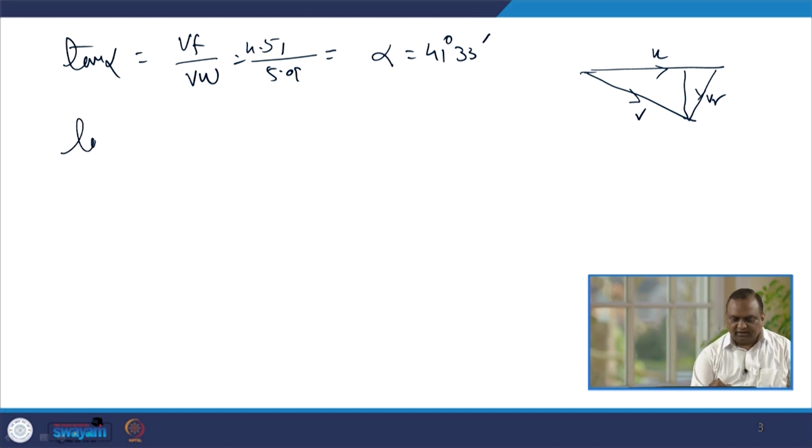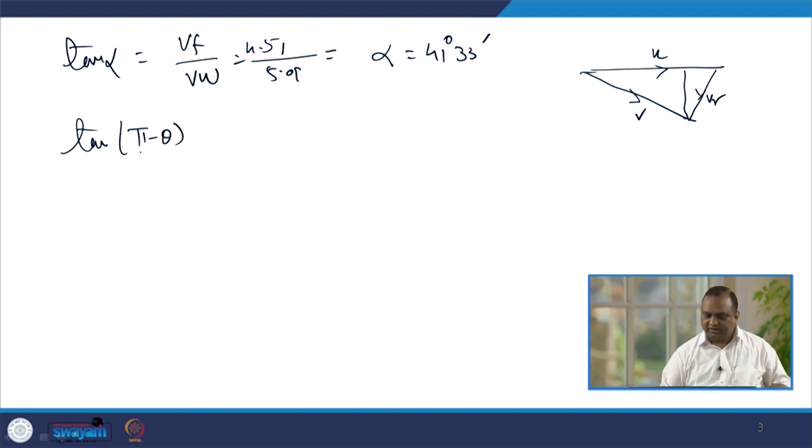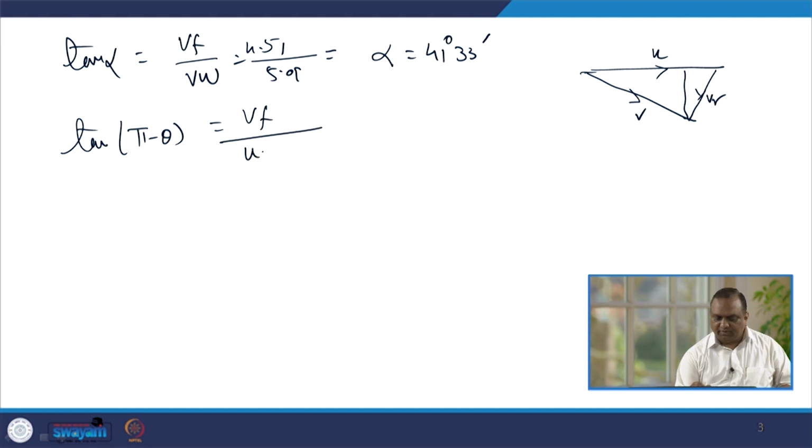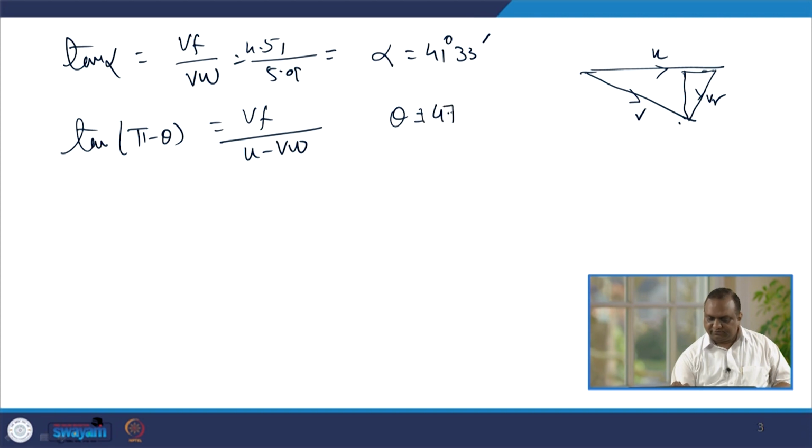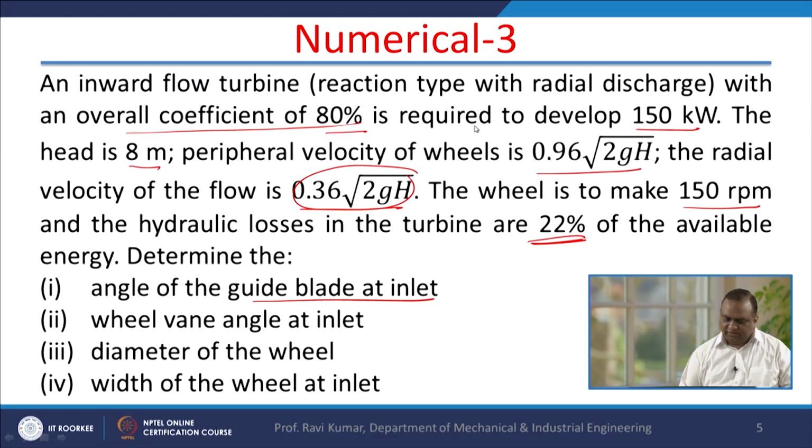Now tan of pi minus theta is going to be Vf divided by u minus Vw. This is u and this is Vw. And this will give theta as 147 degree. Right? So both the angles we have calculated: the wheel angle at the inlet and the angle of the guide blade.